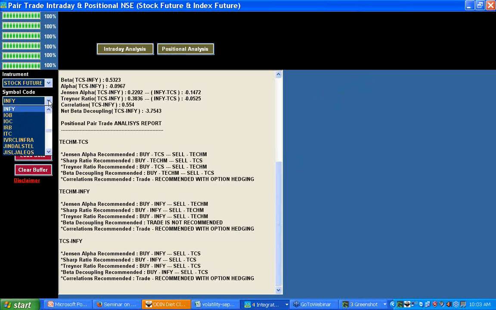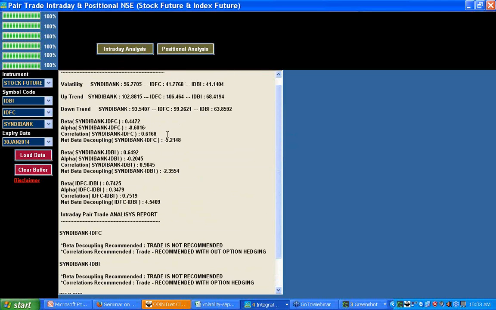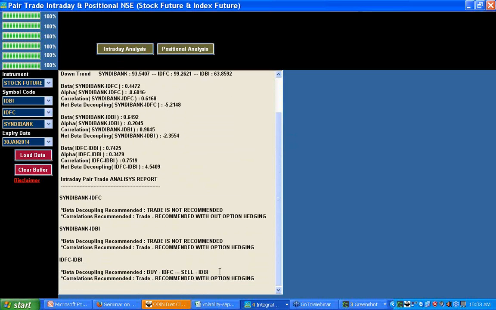So I am going for IDBI, I am going for IDFC, and I am also going for Syndicate Bank. You can form any kind of pair here. So these three pairs I have taken. On an intraday basis, most of them are not showing anything; only IDFC and IDBI it is recommending.